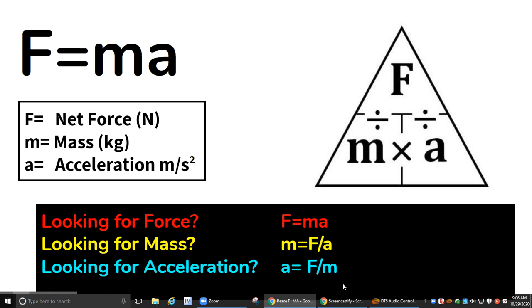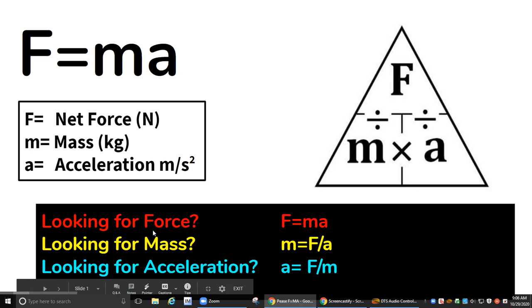So this video is really just to talk about how we mathematically calculate that and how we can manipulate the formula to calculate different things. Because you may be asked questions and given the mass and acceleration, and you have to find the force. Sometimes they may give you the force and the acceleration, and they want you to find the mass of the object. And sometimes they may be giving you the force and the mass and ask you to look for the acceleration of an object. So we have this triangle here that kind of helps us with that.